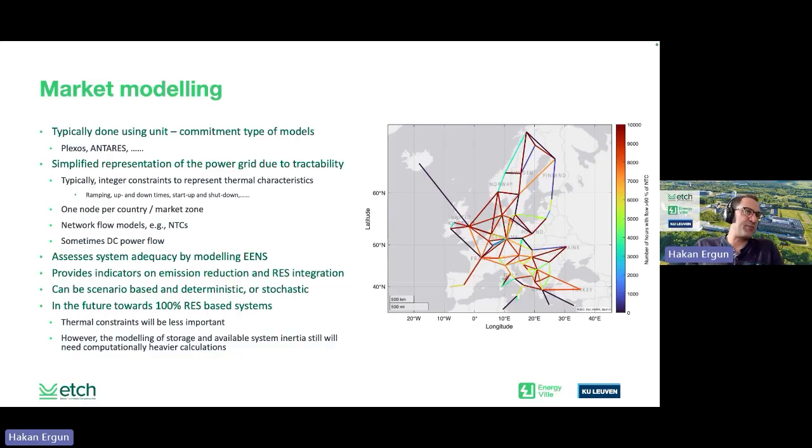In a post-processing step, one can then also calculate the indicators and understand how much more renewables we are integrating in the system, and to what extent we are also reducing emissions. These types of models can be deterministic or stochastic. Most of the commercial tools are going to give you a deterministic solution. But of course, if you perform these things in a more Monte Carlo approach, or modeling different climate years and different planning years, you will be able to cover a large scenario set.